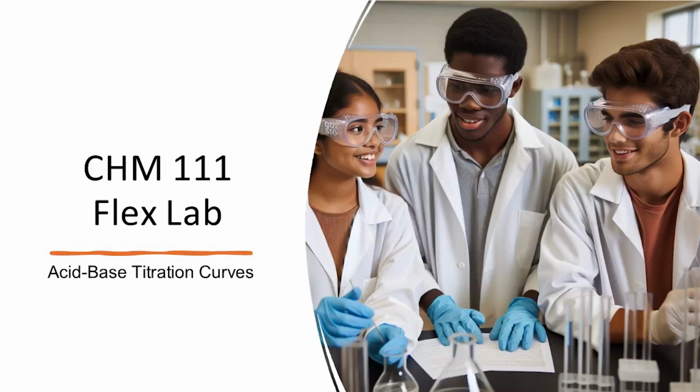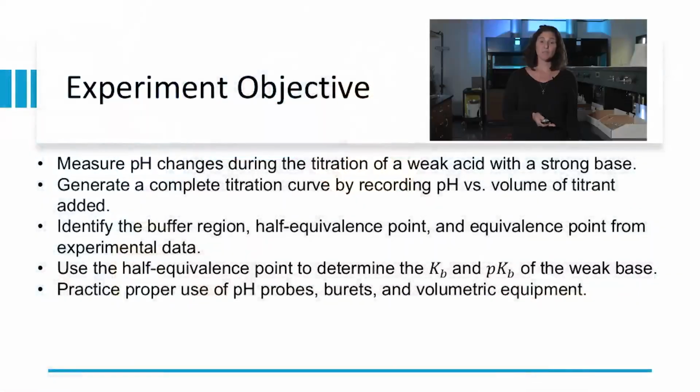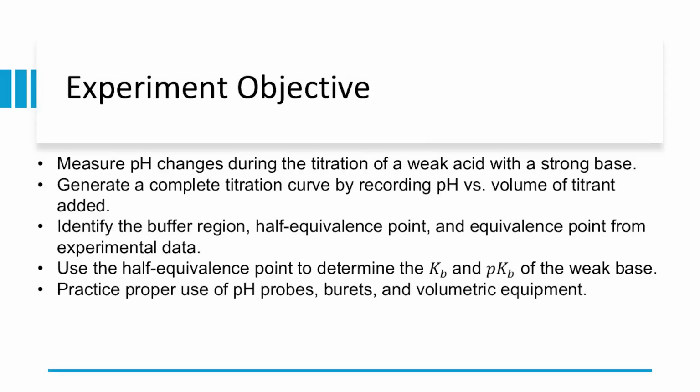Hello, and welcome to the CHEM111 Flex Lab on acid-base titration curves. In this experiment, we're going to titrate a weak acid with a strong base. We're going to measure the volume of the base added and plot it against the pH, generating that titration curve. In addition, we're going to evaluate that titration curve for important regions known as the buffering region, the half equivalence point, and the equivalence point.